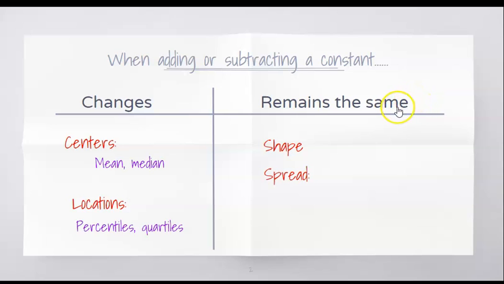Now, the spread would stay the same as well. Whether I'm using IQR, standard deviation, or range, those would not change. It's still how spread out the data is, and if every piece of data has been changed by adding 5 points, the spread of the data hasn't really changed. We'll model this in class with a set of data, but for now, get this in your notes.